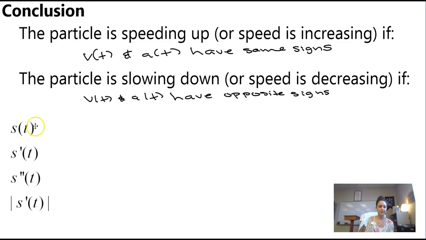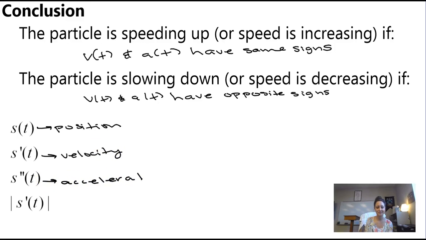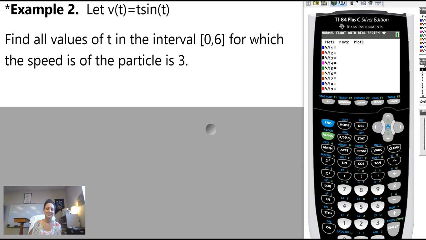So let's again make sure we know what all these symbols mean. Assuming that s of t gives me position, what does s prime of t give you? This gives you velocity. What does s double prime give you? That gives you acceleration. And what about the absolute value of the first derivative, so the absolute value of velocity? That gives you speed. Good deal. Okay, I'm going to force a pause on your screen. Will you please copy what I have?